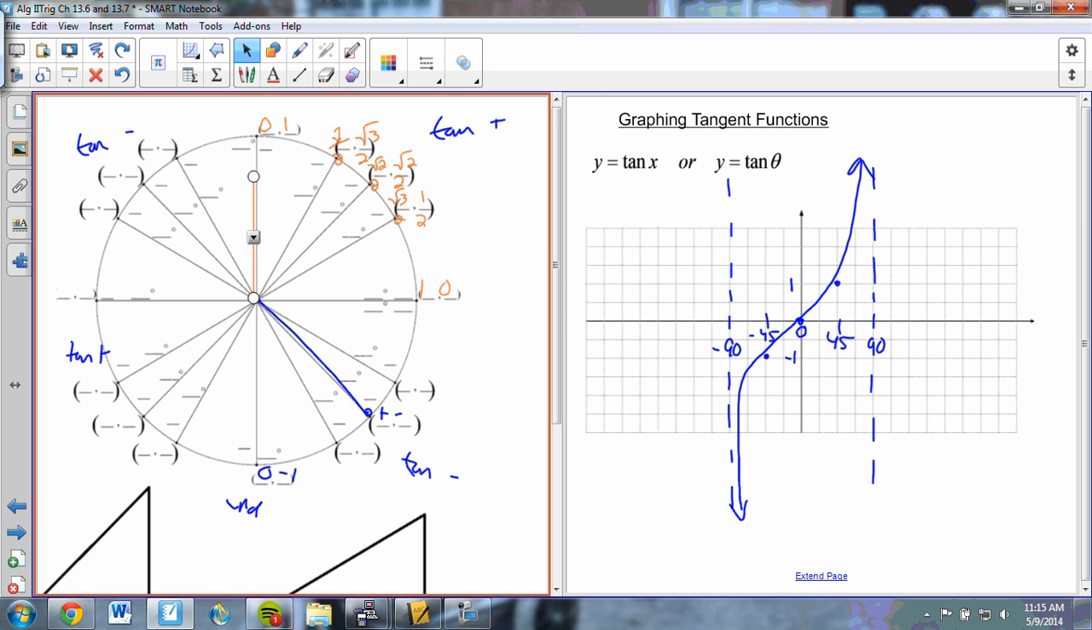Let's talk about the tangent of 89 degrees. In fact, let's do 89.9 degrees, as close to 90 as we can. What is the sine value if I'm at 89.9 degrees? It's like 0.9999999. It's really, really close to 1. What's the cosine value, the x value? Really, really close to 0.